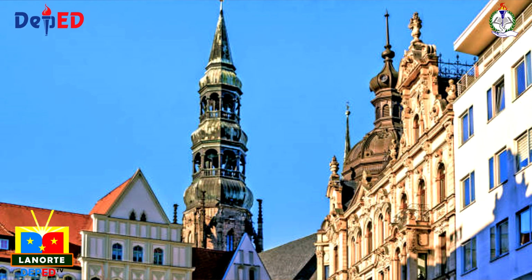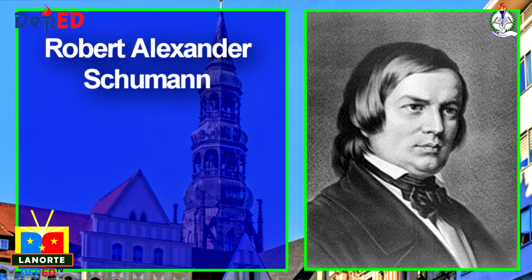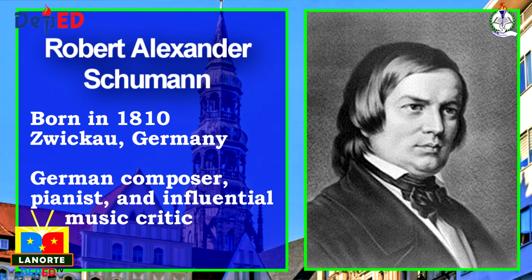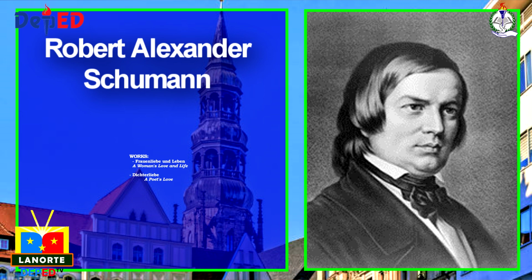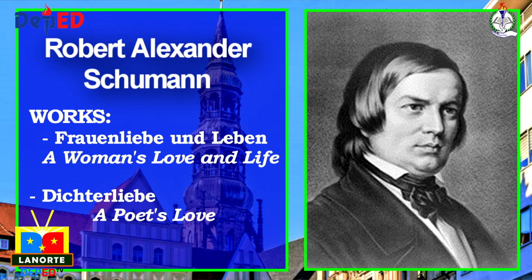Now, let us fly to Germany and let us meet Robert Alexander Schumann. He was born in 1810 in Zwickau. He was a German composer, pianist, and influential music critic, and most of his best-known piano pieces were written for his wife, the pianist Clara Schumann. He wrote over 100 art songs, some of which are Frauenliebe und Leben, which means a woman's love and life. Second one is Dichterliebe, literally, a poet's love.